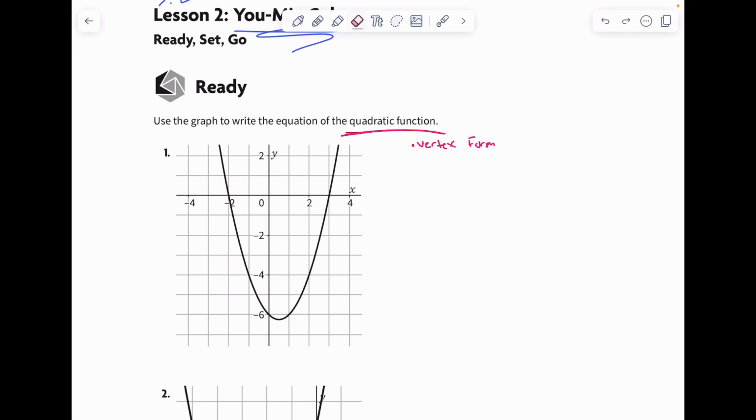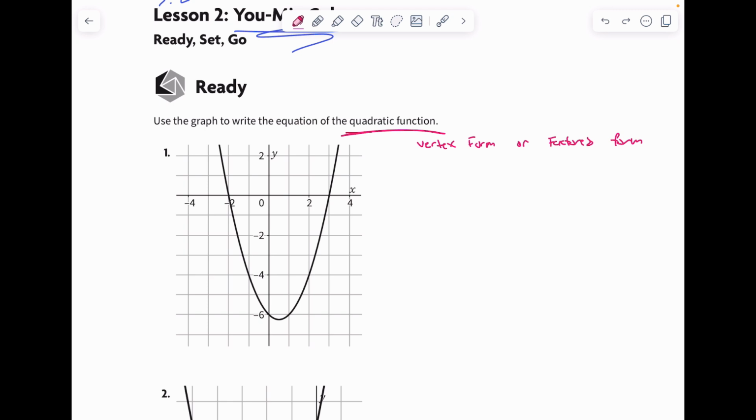Vertex form. Or I would call this a factored form. Factored form. And today, I think it's important to realize that this vertex, it's not easy to tell what it is, right? So I don't want to eyeball it. I don't want to have a rough estimate. I want to have an exact equation for it.